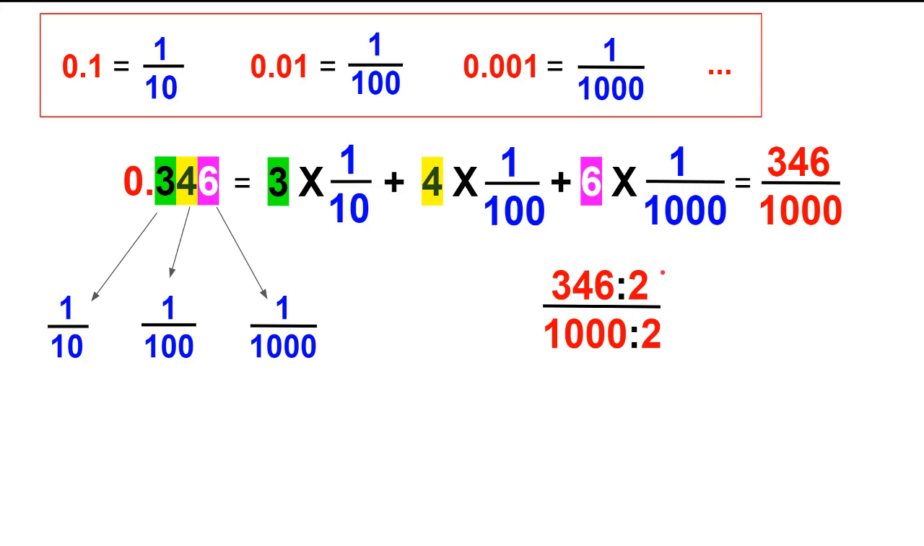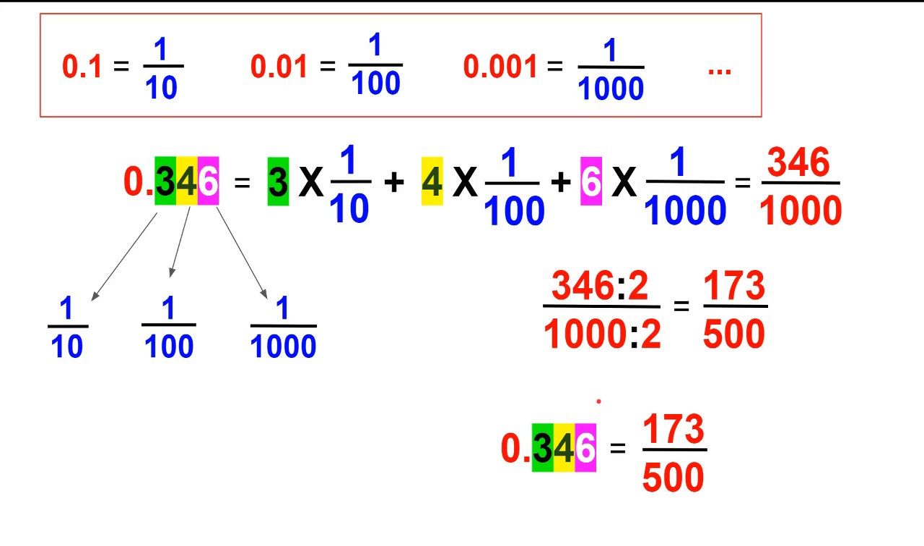So we'll divide the numerator and the denominator by 2 and get 173 over 500. This cannot be simplified further. So 0.346 equals 173 over 500.